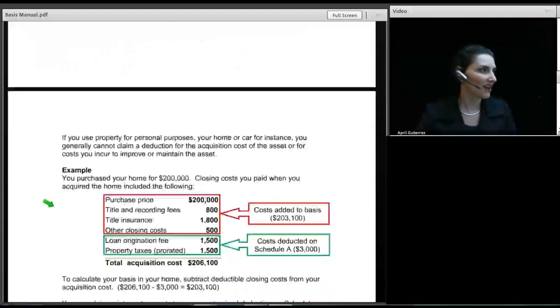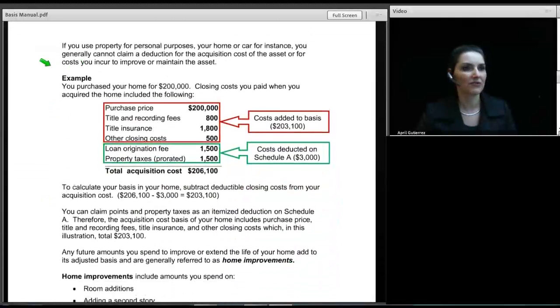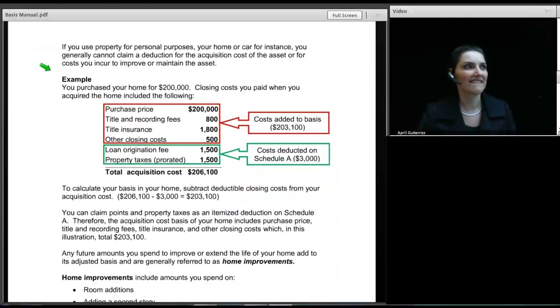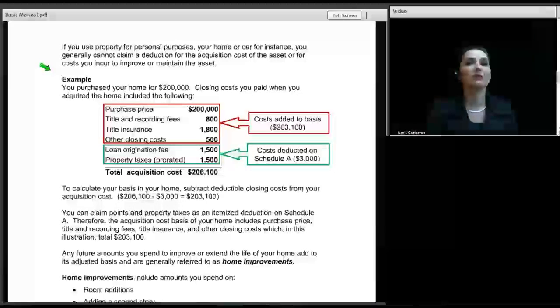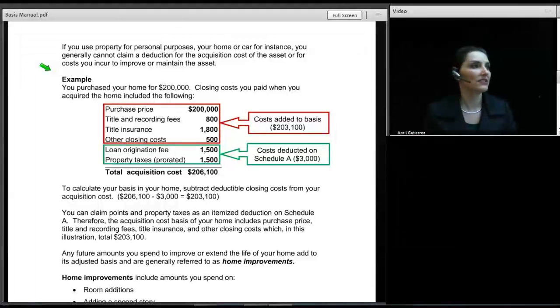And of course, if they are allowed to claim that deduction or credit, what happens to their basis in the house? Well, they would increase the basis of the house by the amount spent on the improvement, and they would reduce the basis by the credit or deduction claimed because of the improvement. So it's two things happening at the same time.